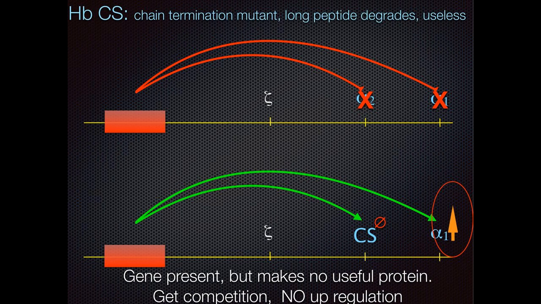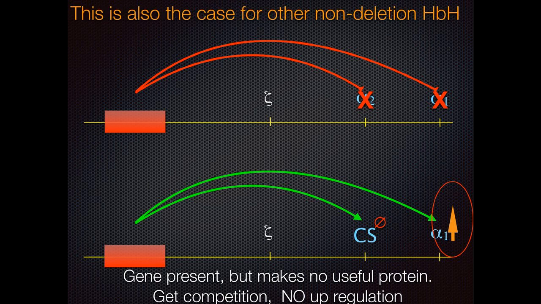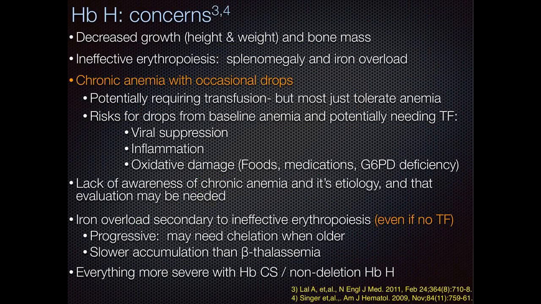What happens in hemoglobin constant spring? Why is it worse or more severe? Well, here you're not deleting constant spring. It's still present. So you still compete with that enhancer regulatory region. So you do not get upregulation of alpha 1. So you end up making less alpha chains than in other forms of hemoglobin H. So as a result, the gene's present, you don't make the useful protein, you get competition, you don't get the upregulation. So what are the concerns in hemoglobin H?